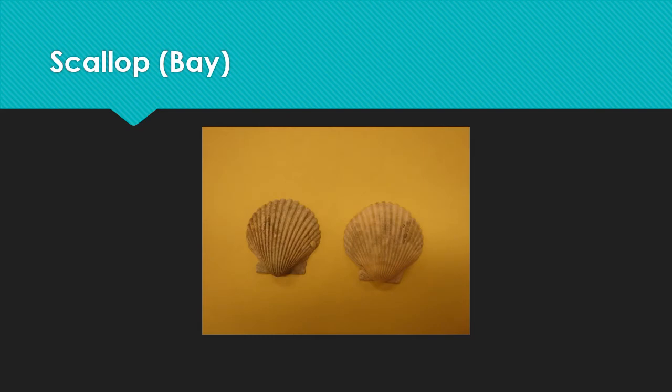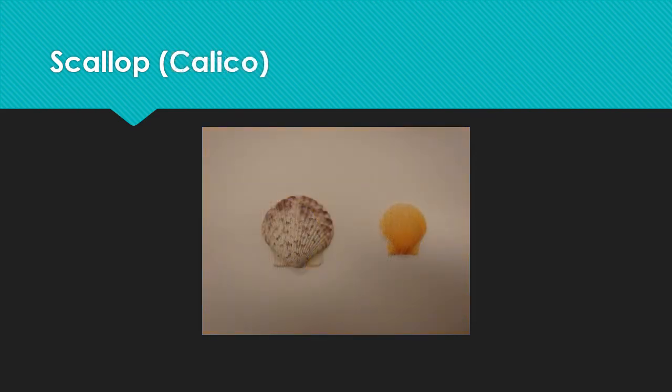The bay scallop is an environmental indicator because it is sensitive to pollution. Scallops are known for the ears located on the bottom of their shells. We also find many calico scallops washed up. Calico scallops are very colorful and they live in a little deeper water, but they commonly wash ashore.